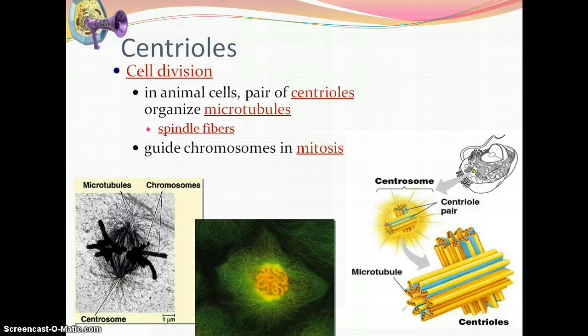The centrioles, which are part of that cytoskeleton, are a pair of microtubules that have a very specific shape, as you can see there in the lower right-hand corner. And they're used to guide the chromosomes as they move about in the cell during mitosis.